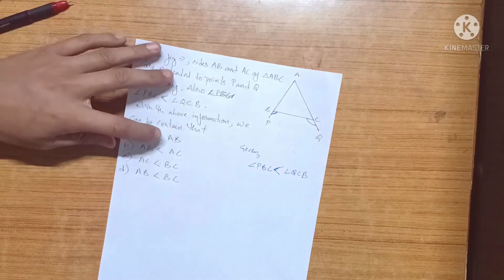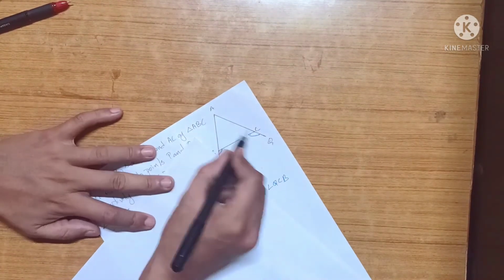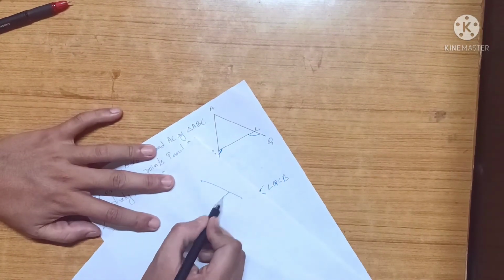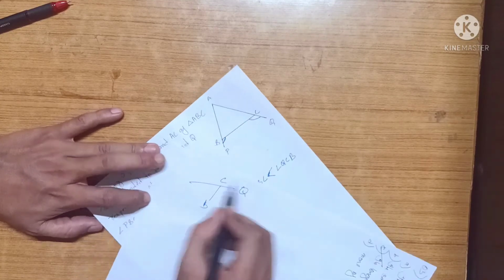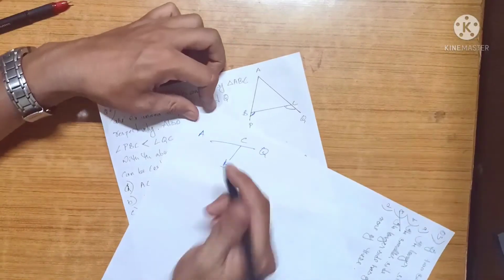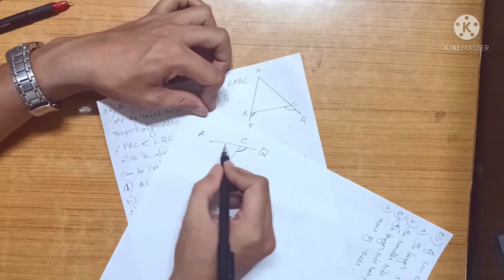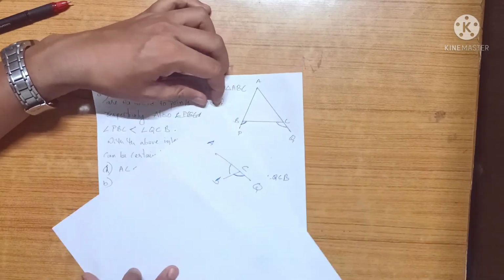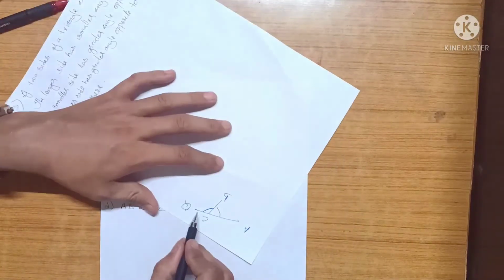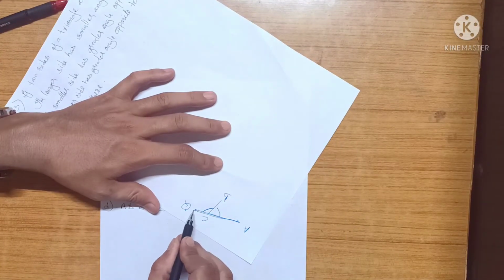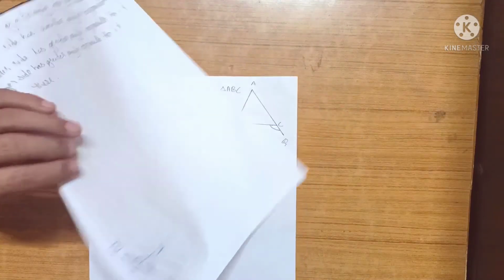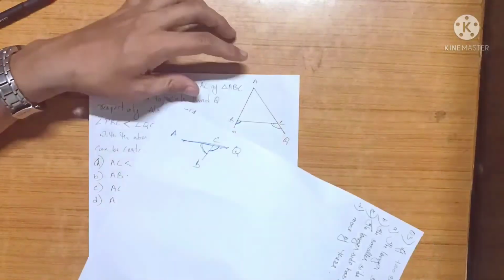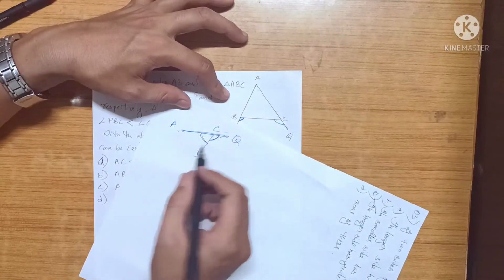If I take this line, you can clearly see that this angle and this angle added up together will be what? Since it's a straight line, in Chapter 6, two angles together on a straight line will always be 180, right? So this and this together is 180.